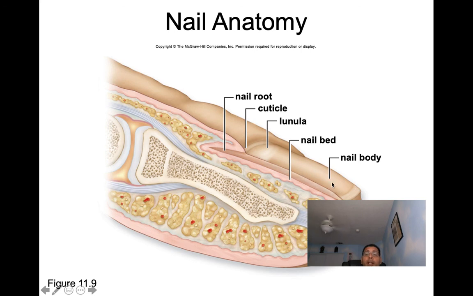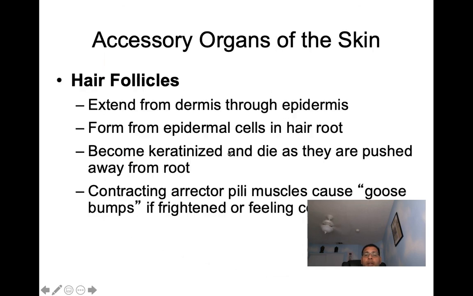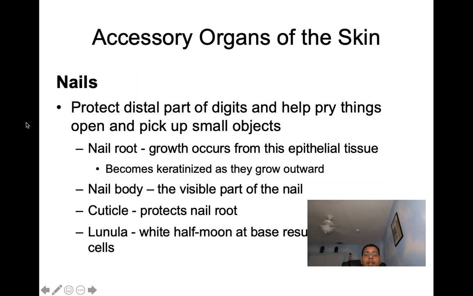So here we can appreciate the nail body. Beneath that is the nail bed. Moving on from the nail body, then you can see the lunula, the cuticle, and then the nail root. So let's talk about each of these regions. First, then you can see you have the nail root. The nail root is where growth occurs. And growth is going to occur from the epithelial tissue that's in there.